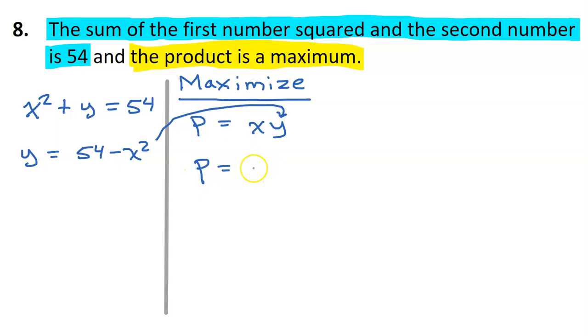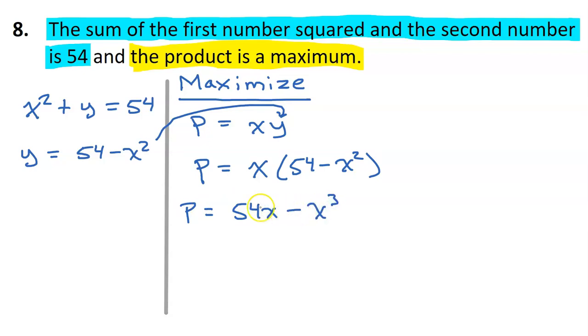So my product can be x times 54 minus x squared. I think I'll go ahead and distribute the x so I don't need to do the product rule. So this will be 54x minus x cubed. We know that the maximum will happen when the derivative is either equal to 0 or is undefined. So let's find the derivative.